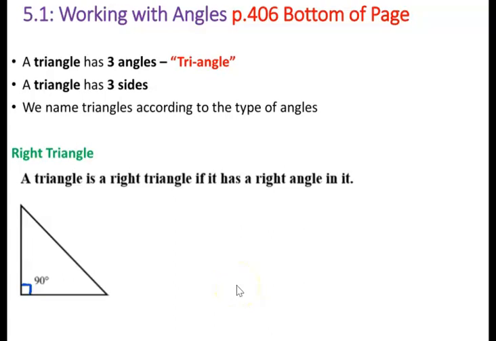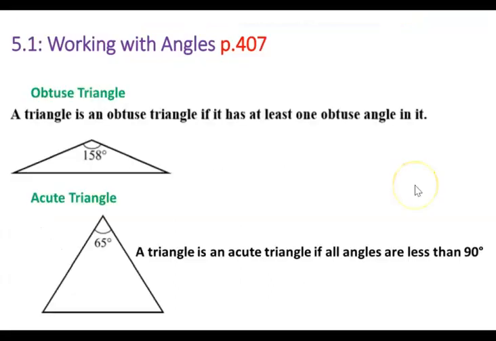Also notice that this right triangle is going to have 2 acute angles in there because they're smaller than 90 degrees, and in all, we're going to have a total of 180 degrees for this right triangle. We can classify a triangle as obtuse if it has 1 obtuse angle in it.